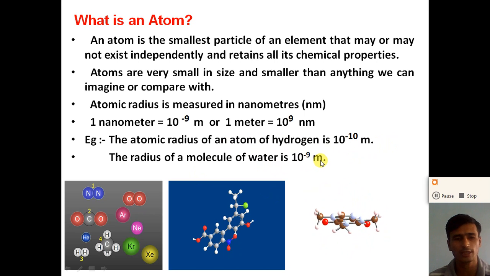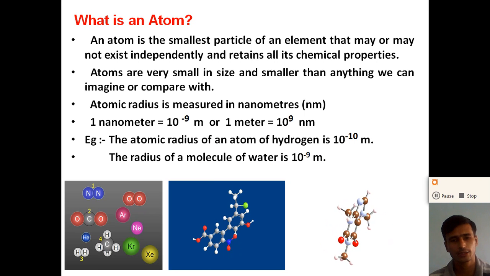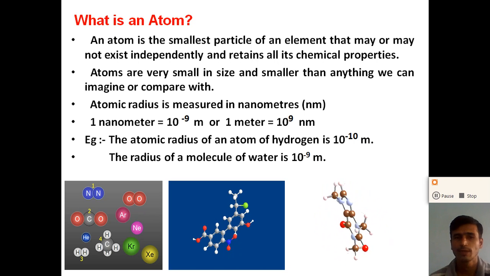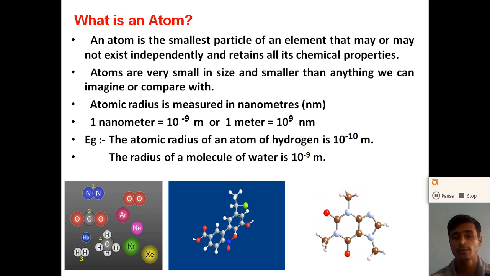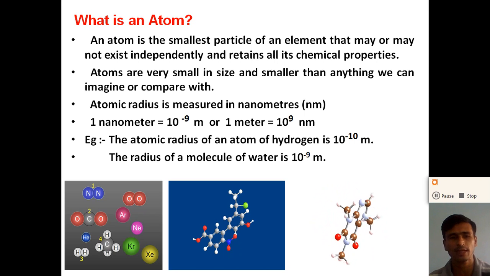Water contains two hydrogen atoms and one oxygen atom. The atomic radius of the molecules of water is 10 raised to minus 9 meter. By several combinations of atoms, we get molecules, and several molecules make up matter, right? So dear student, understand what we mean by the atom?